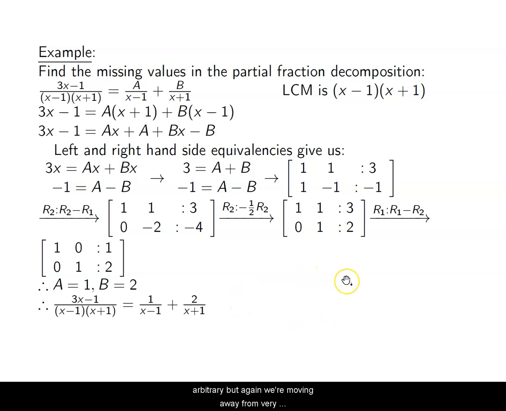Right? They're very, very arbitrary, but again, we're moving away from very simplified examples to more applicable examples to your field of study.